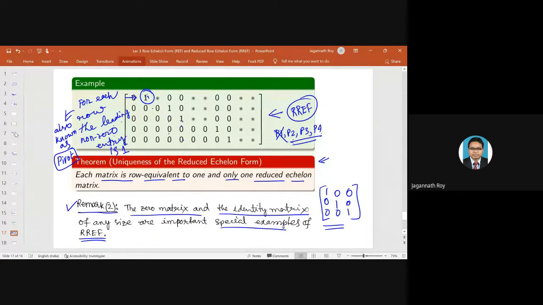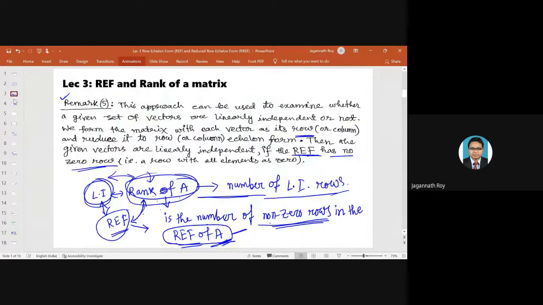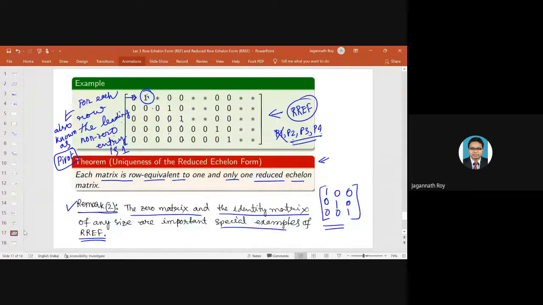Sorry, I made a mistake here. This uniqueness is not talking about the REF. The uniqueness is talking about the RREF. In fact, we can get a reduced row echelon form also, that is unique also. But this particular theorem says the reduced echelon form, that means RREF, reduced row echelon form.